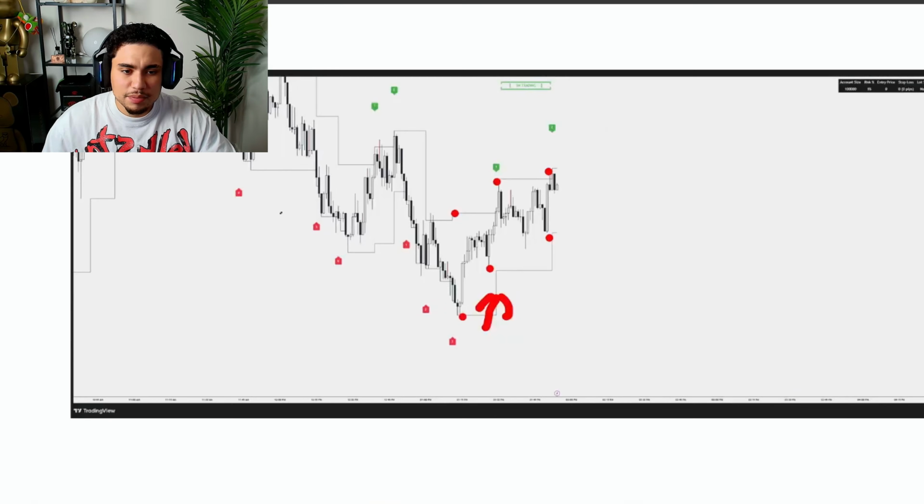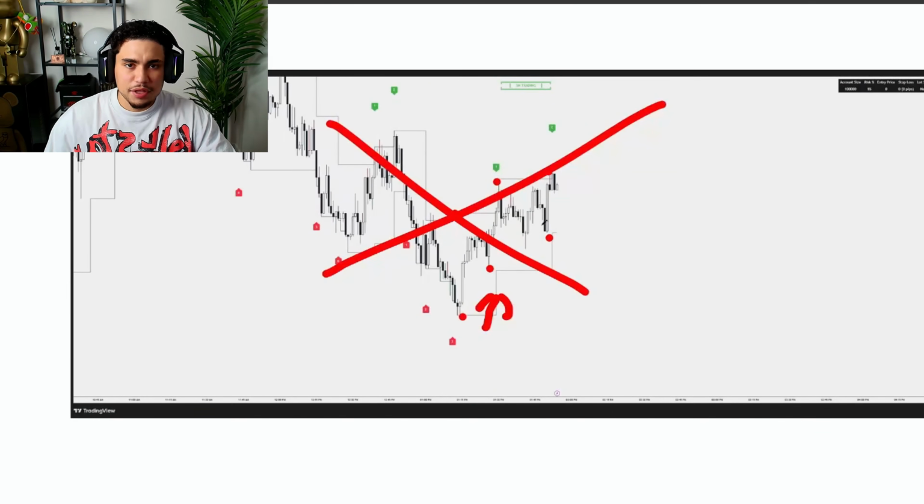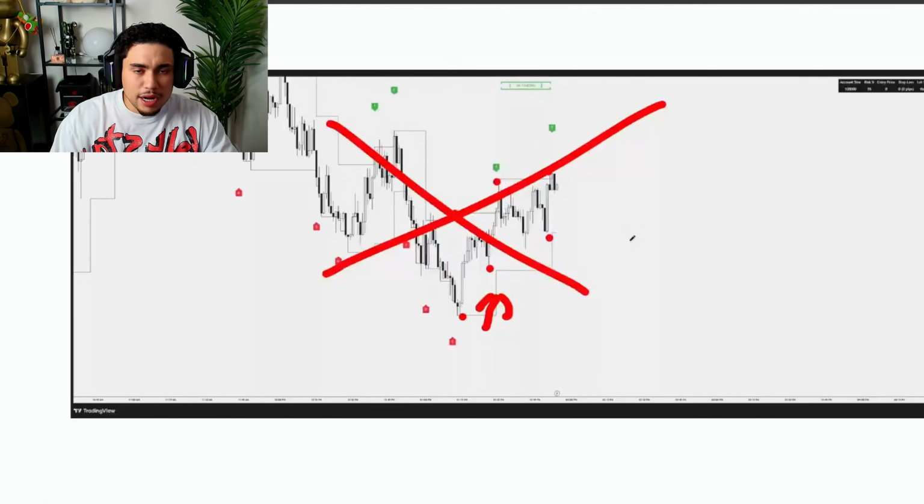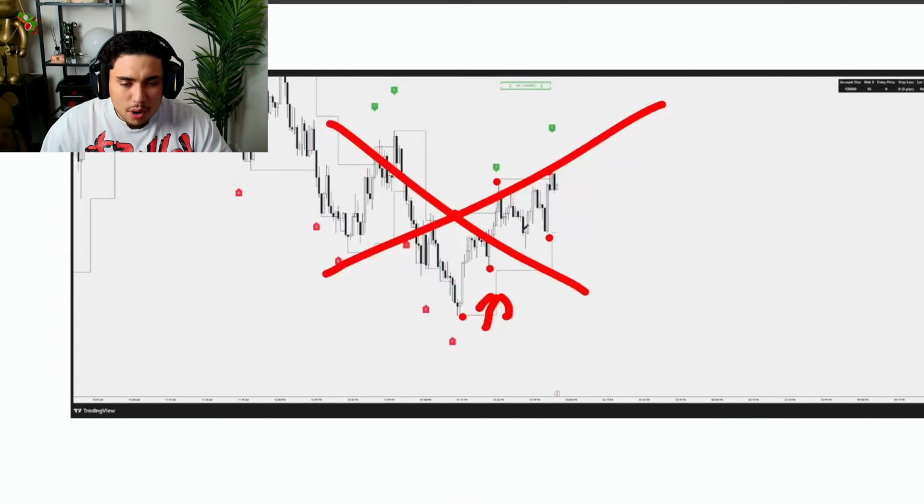In this case, this pair would be invalid for the day, or for however long it takes for the 4-hour to start creating lower lows and lower highs. Or of course, if the daily starts breaking up, then that's when we would step in and start looking for buys. But in this case, we wouldn't be doing anything.